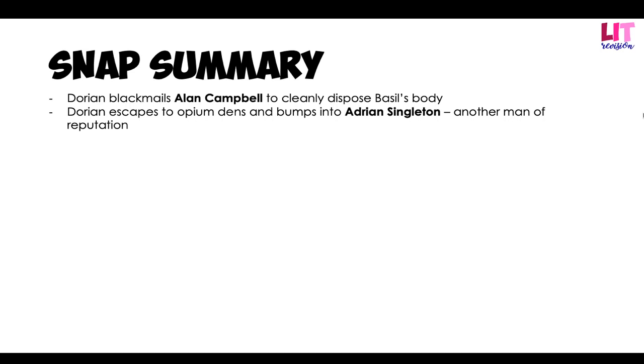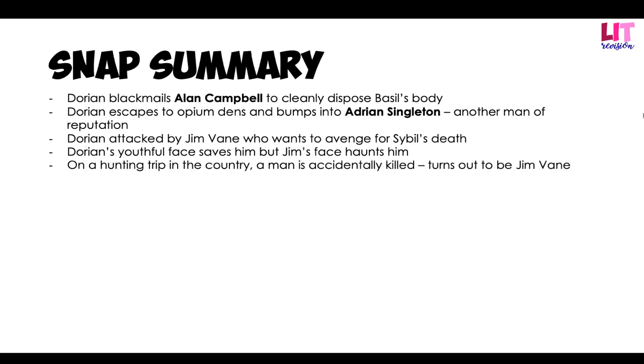But while there, he is attacked by Jim Vane, who is looking to avenge his sister's death. Dorian's impossible youthfulness saves him, but the image of Jim haunts him, even when he goes to stay in the country with friends. On a hunting trip, a man is killed accidentally, and it turns out to be Jim Vane, ensuring that Dorian's crimes will never be discovered.